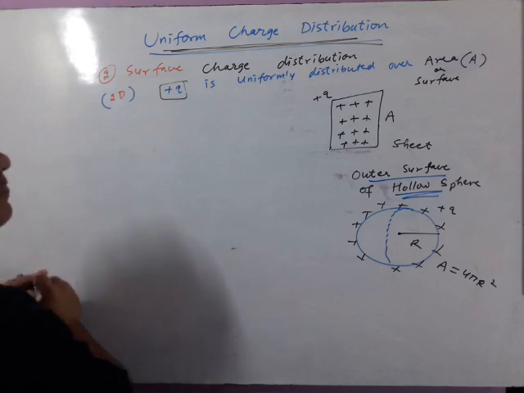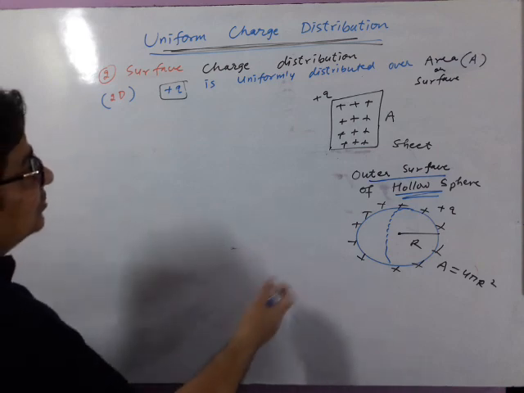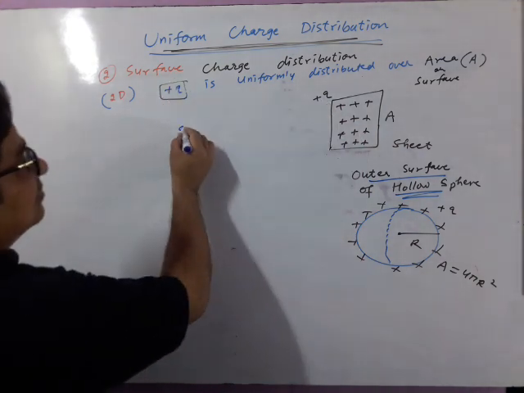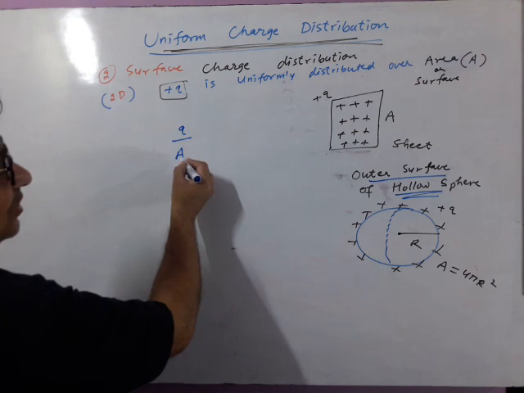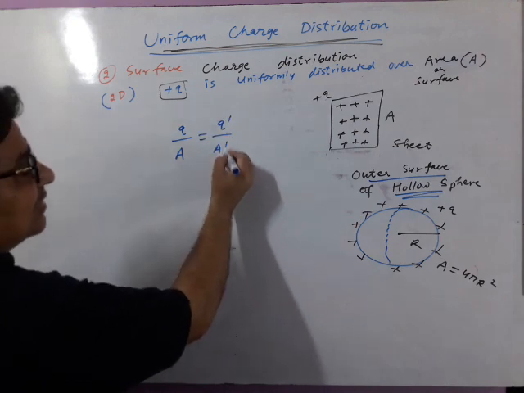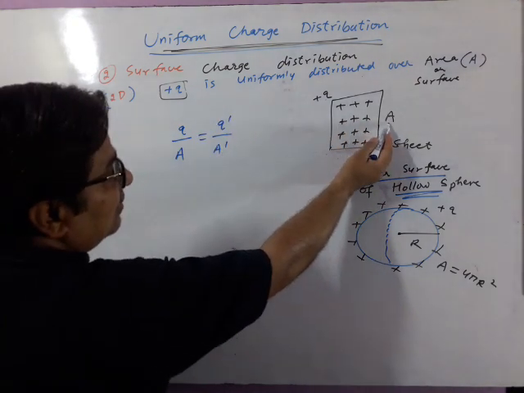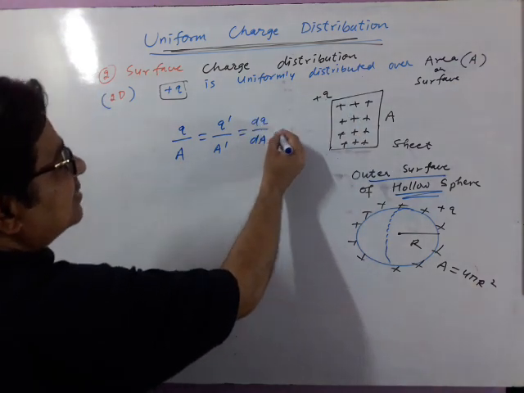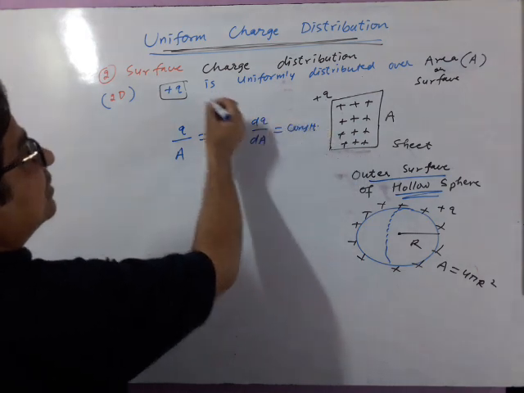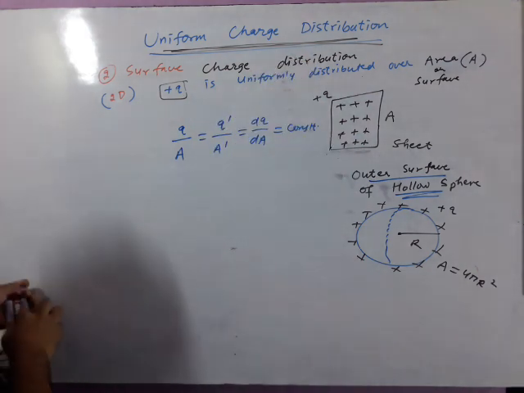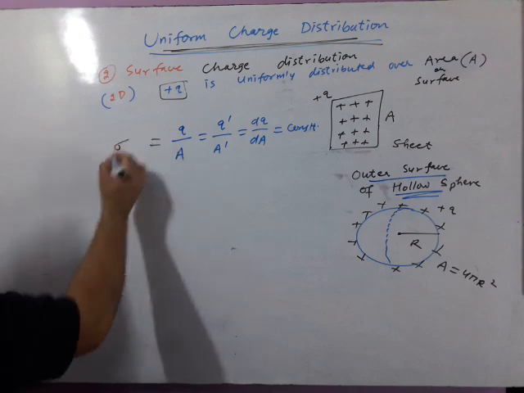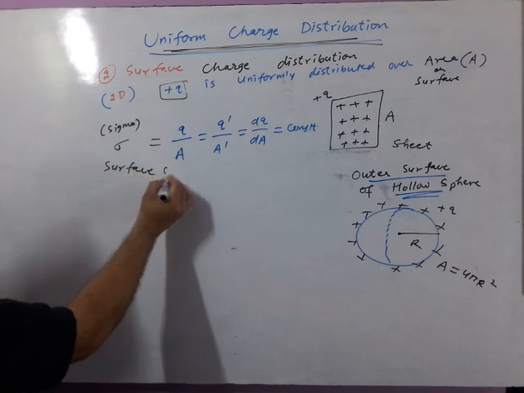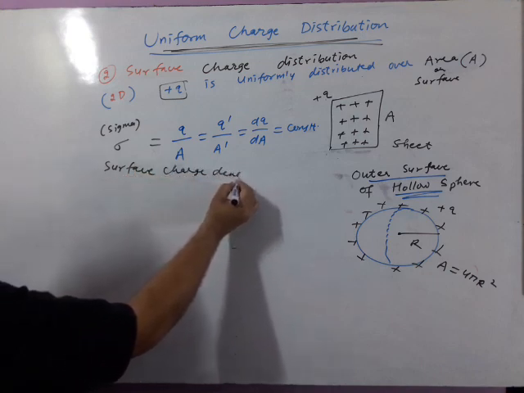Experimentally we have seen, as in linear charge distribution, in surface charge distribution we see total charge upon total area, some other charge over some other area, like half charge half area, small charge over small area. This ratio again remains constant, called uniform charge distribution, and this ratio is named sigma. This is called surface charge density.